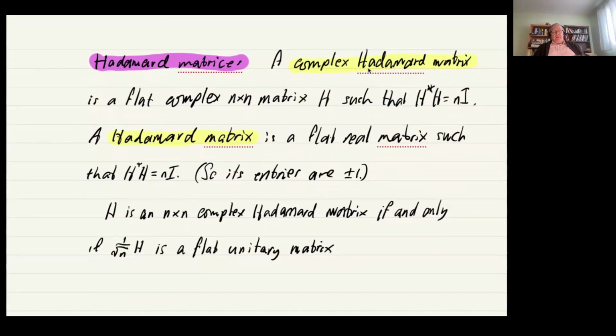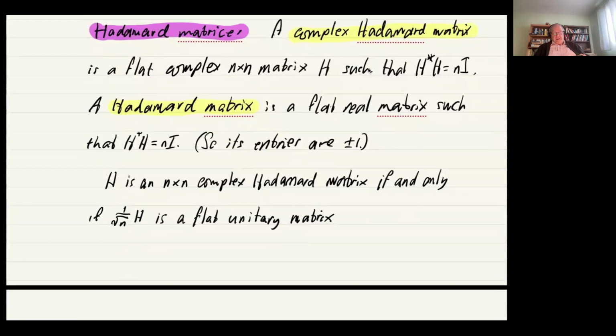So a complex Hadamard matrix is a flat complex matrix such that H star H is equal to n times I. So it's a unitary, well, up to scaling. So 1 over root n times H is the unitary matrix, and flat means that all entries have the same absolute value. Now, for me, when I say Hadamard matrix, it's going to be a flat real matrix such that H transpose H equals n times I. And so a flat real matrix can be scaled so the entries are all equal to plus or minus 1.